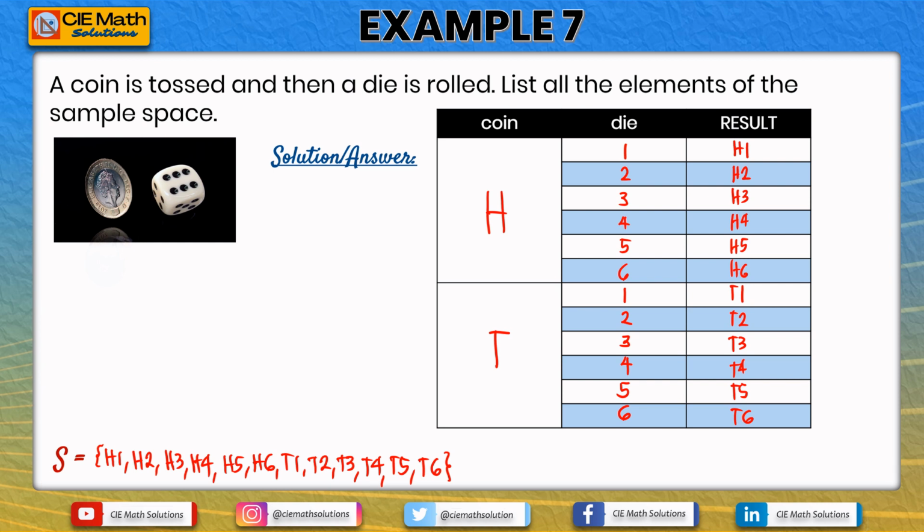You can double check this by multiplying the number of outcomes of the coin and the number of outcomes of a die. There are 2 possible outcomes on a coin, so that means 2 for the first, which is the coin, and 6 for the second from the die. So 2 times 6 will be 12. There are 12 possible outcomes, or there are 12 elements in the sample space.